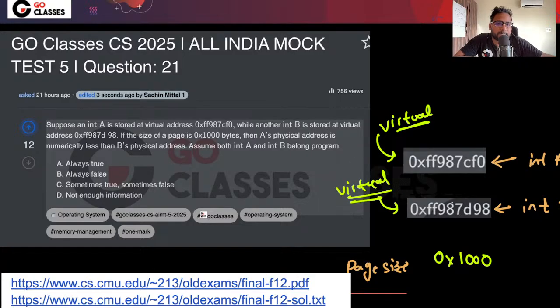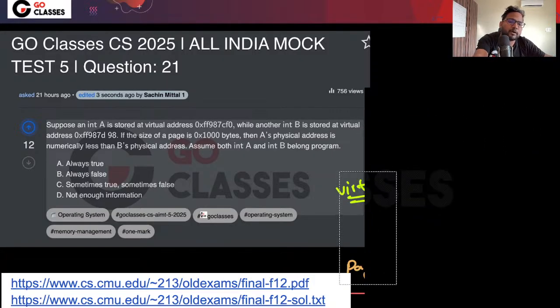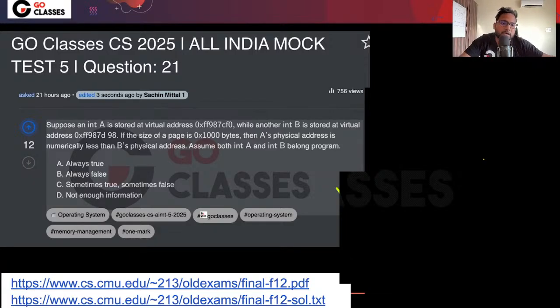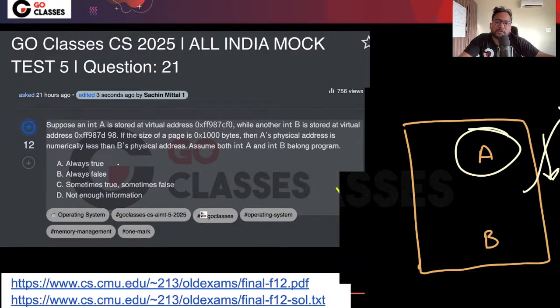Let me go here again. Since A is coming first, A's physical address will be lesser or larger than B? In a page or in a frame, it will be stored like this, and here this is the increasing direction. Because A's virtual address is lesser, the physical address will also be lesser, since it will be directly fitting. So you will say, yes, this is always true.